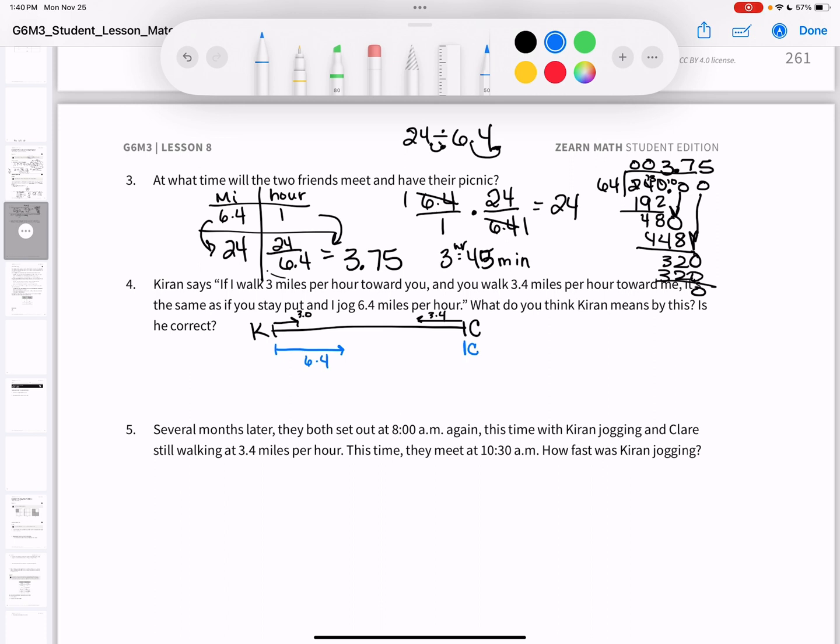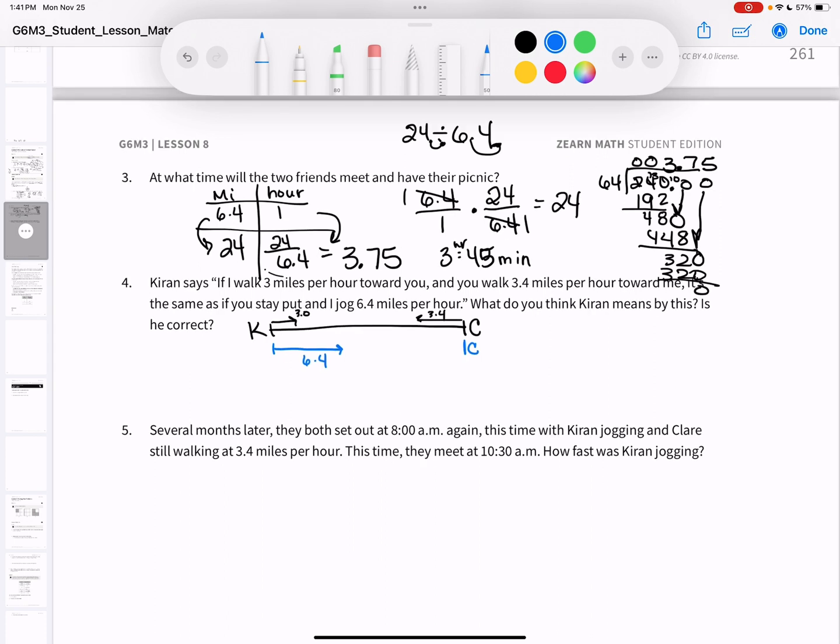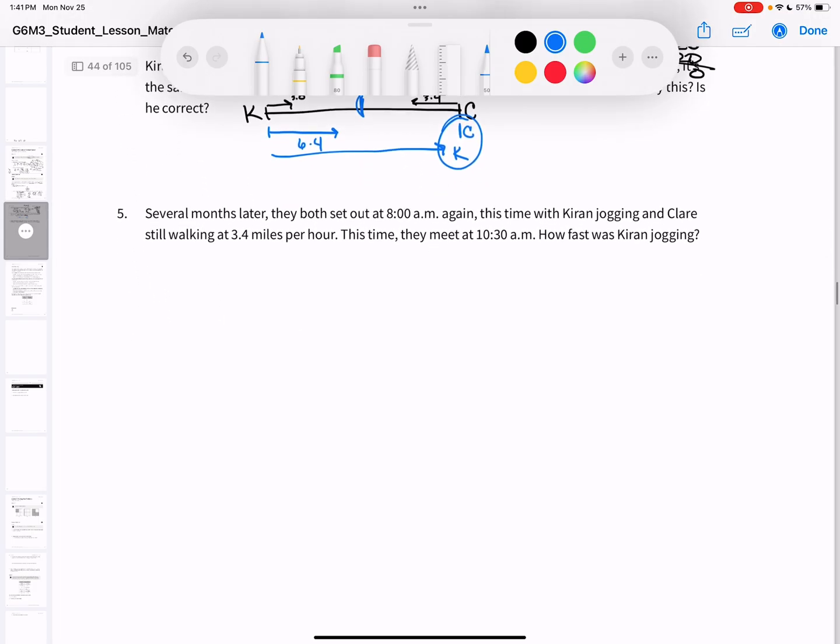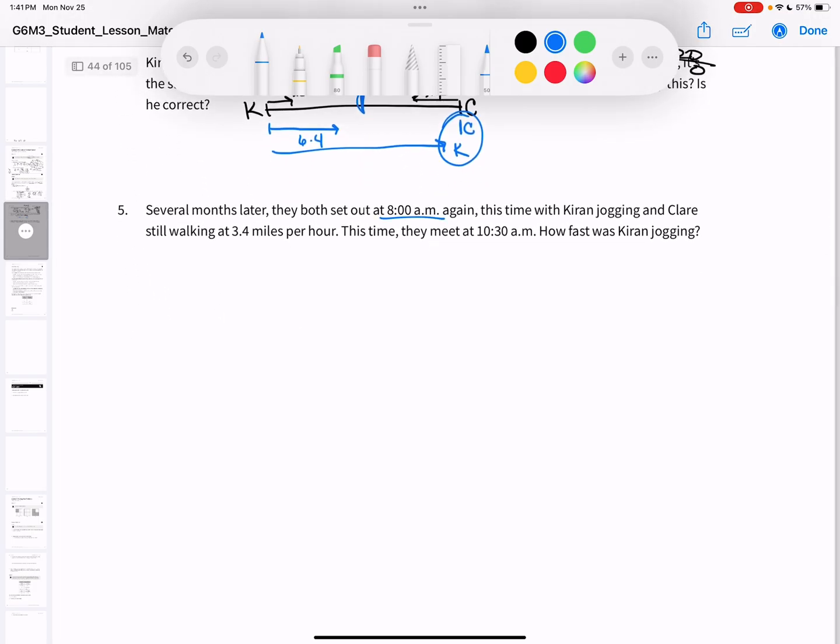So the only difference is by the end, Kieran will be down here with Claire at Claire's house instead of meeting in the middle like they had planned in the previous one. All right, several months later, they both set out at 8 a.m. Okay, so now we have 8 a.m. This time with Kieran jogging and Claire still walking 3.4 miles per hour. This time they meet at 10:30 a.m. How fast was Kieran jogging?